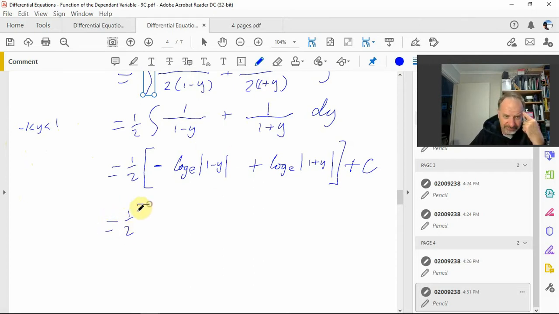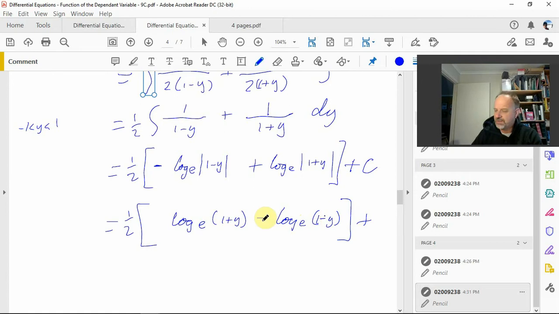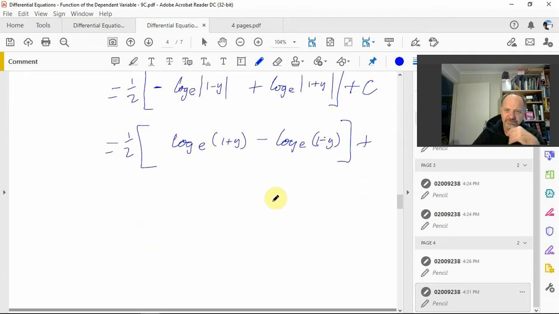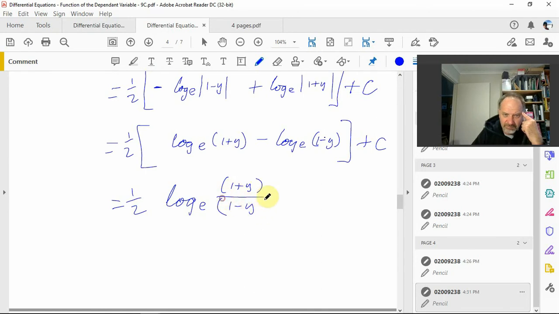So I've still got my half. So if I write this as log to the base e, I'm going to just change the order of 1 plus y minus log to the base e of 1 minus y. You'll notice here I'm subtracting logs. Now, when I'm subtracting logs, I would divide these things. So I've got 1 plus y over 1 minus y plus some constant on the end, and that's x is equal to that.